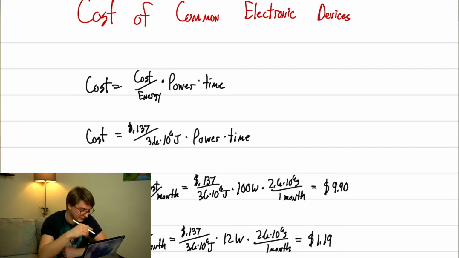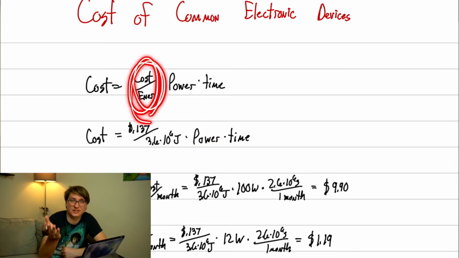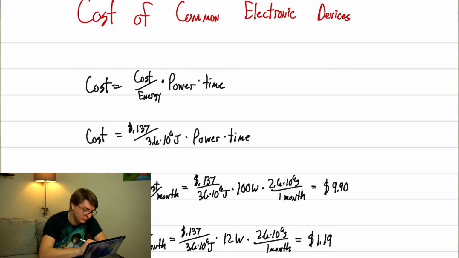Let's go figure that out. So roughly, the cost is going to be the cost per energy times the power times the time. Most things you can figure out their power pretty easily. The cost per energy is something that your power company just straight up tells you, and something you want to input is going to be the time it takes.